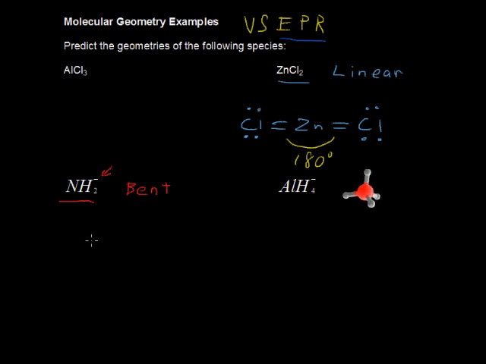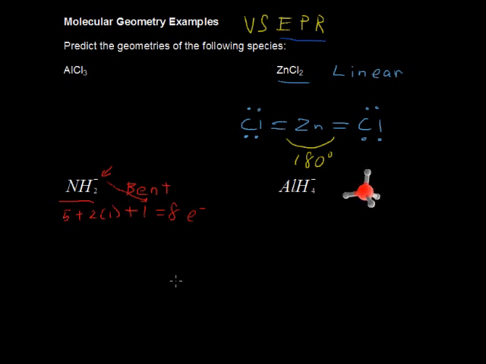I'm going to draw it, and then I'll explain why it's bent. So before I draw it, let's talk about what this negative charge does. Well, that tells us that we have an extra electron, right? We had 5 valence electrons from nitrogen plus 2 hydrogens times 1 electron per hydrogen atom, and then plus the 1 electron. So that equals a total of 8 electrons that we have to worry about.